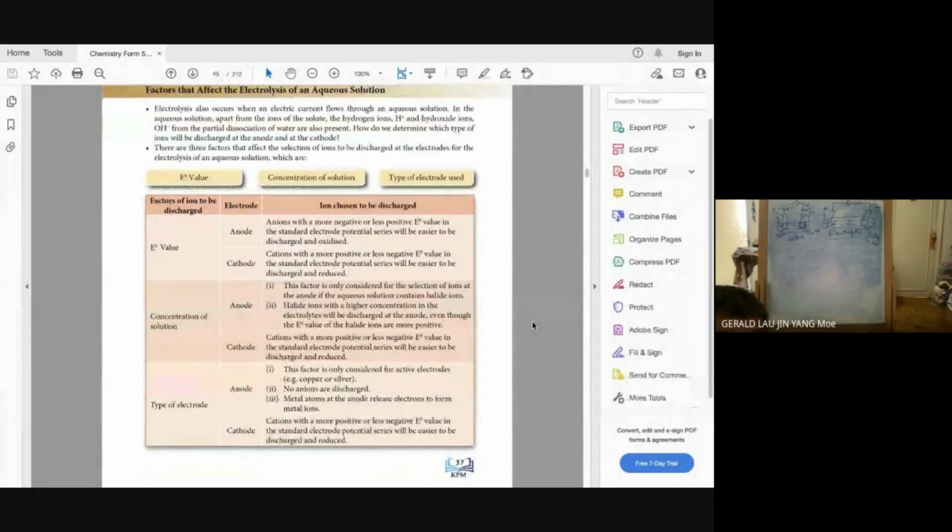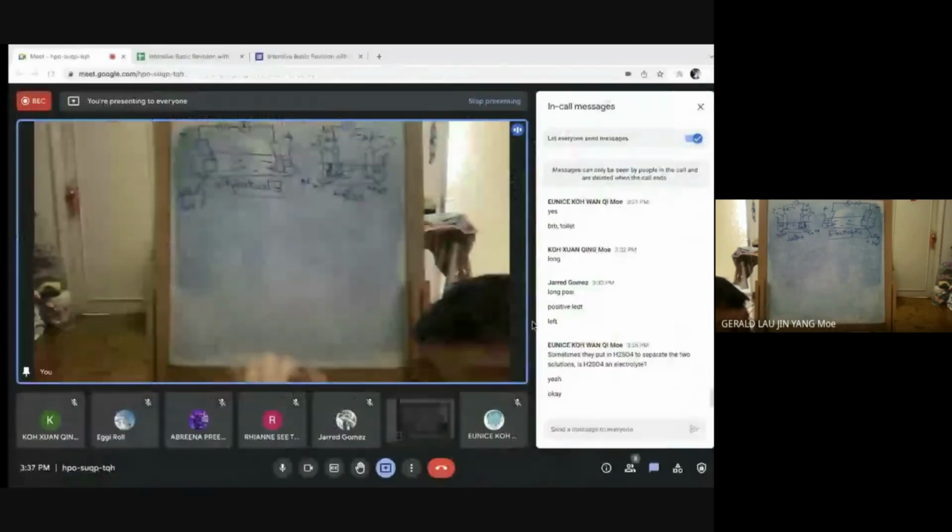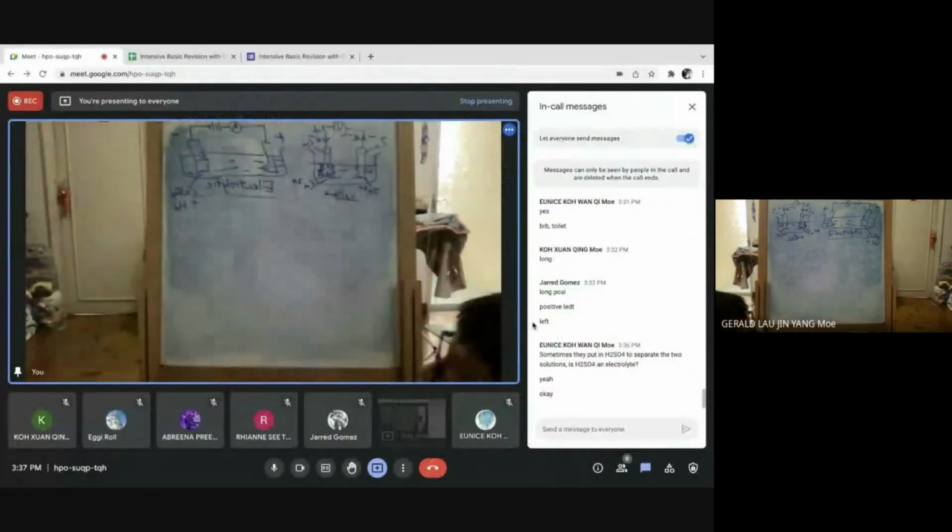Okay, now we look at electrolysis. There are three factors to electrolysis. You must identify three factors. I hope you all remember. This one you must listen closely, this one is very important.